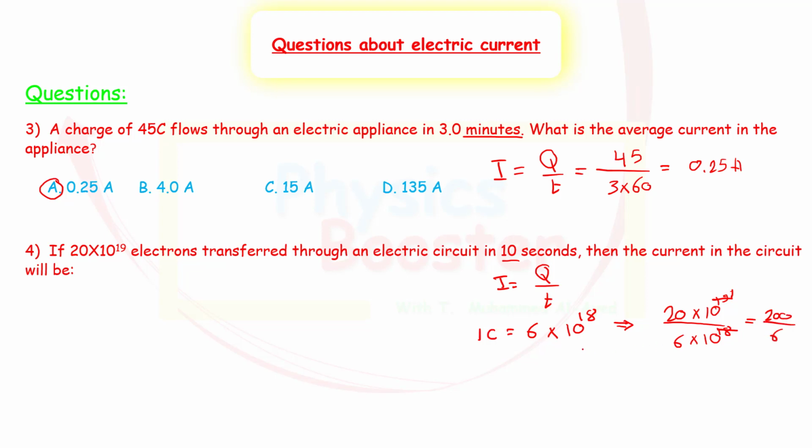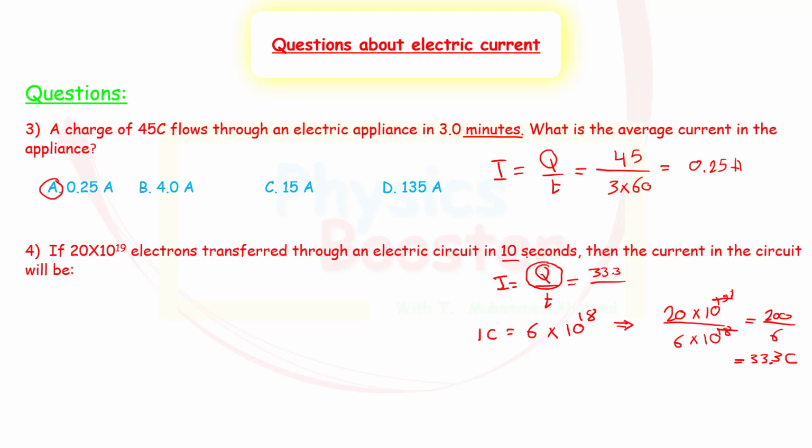Okay? 200 divided by 6 is equal to 33.3. And the unit is coulombs in this case. So now we have the charge Q. Q, which is the number of coulombs, was transformed from the number of electrons to number of coulombs, and this gave us the answer of 33.3. Now, divided by time.